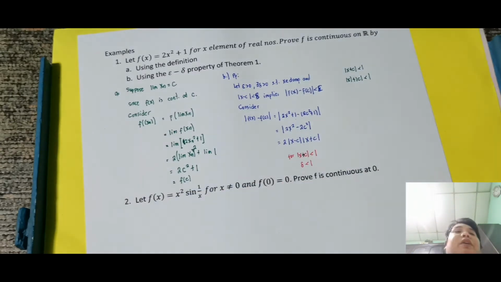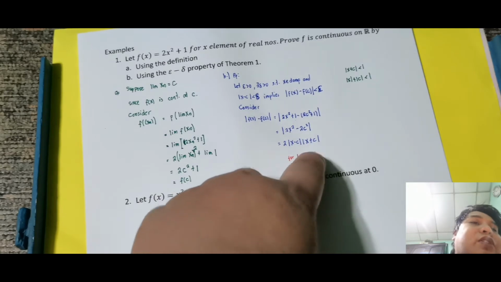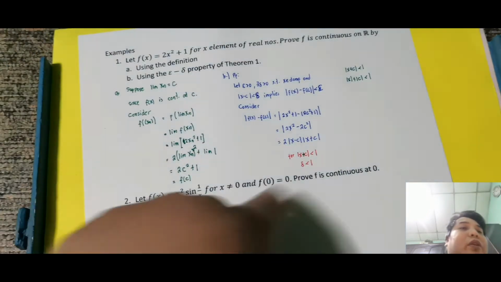Kasi bakit? Ang gagawin ko, di ba delta na 'to? 2 delta tas |x + c|. Ngayon, yung |x + c| ko, assume ko na siya ay less than 1. Okay, for delta less than 1.